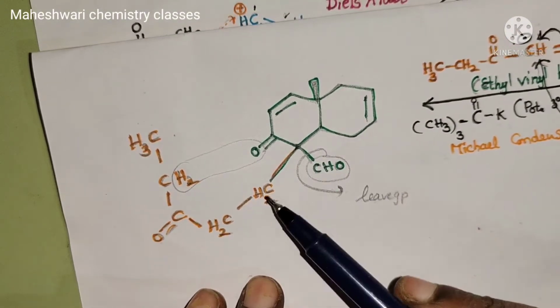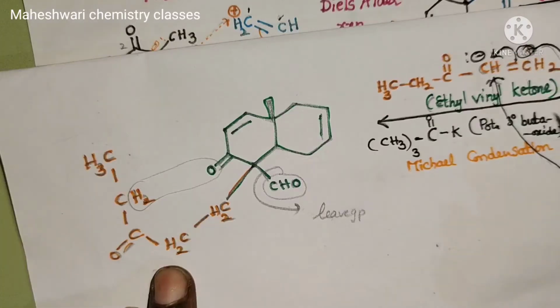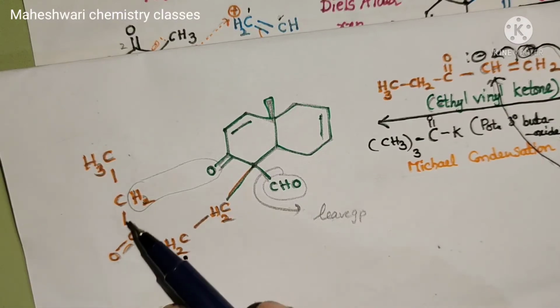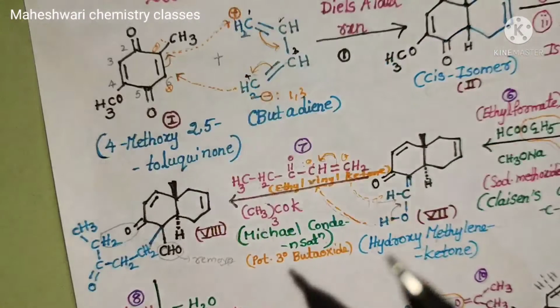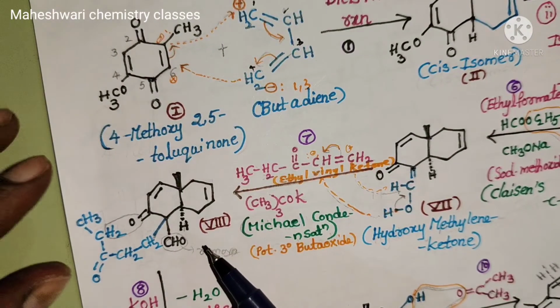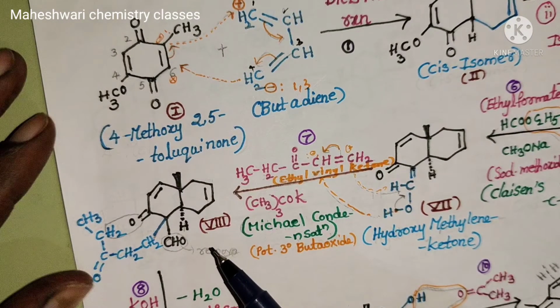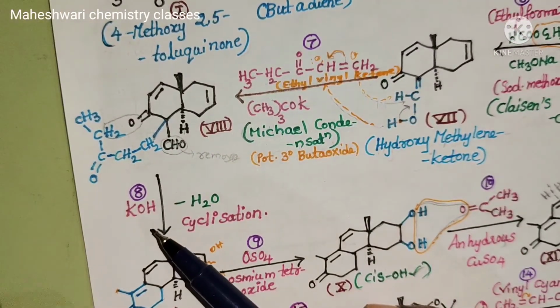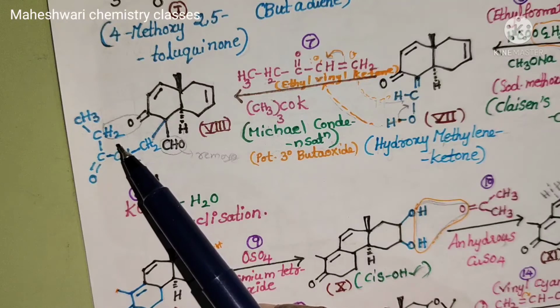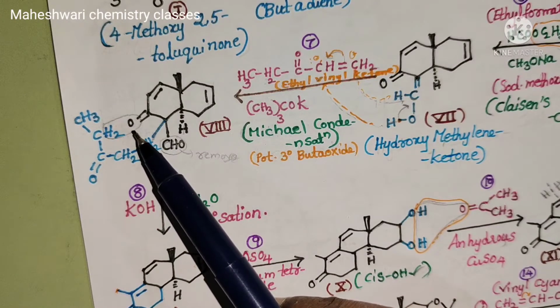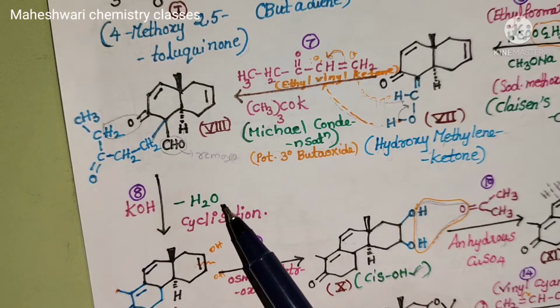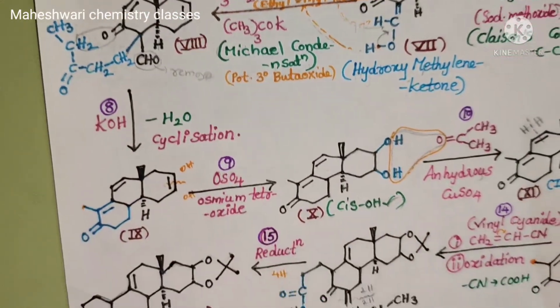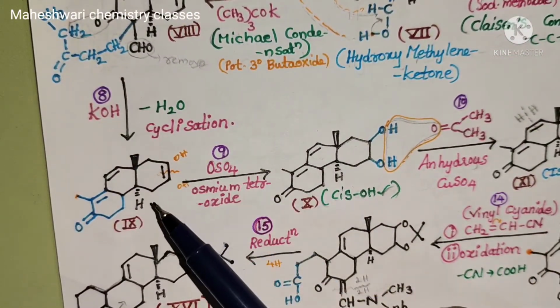CH2 CH2. Why? Because the CH minus absorbed H plus, that is why it is also converted into CH2. Next, C double bond CH2 CH3. So this is our eighth compound. Here CHO is removed. It again reacts with potassium hydroxide. The ethylene group containing H2 and this keto group containing O are both eliminated as water, and here cyclization occurs and forms this kind of compound.